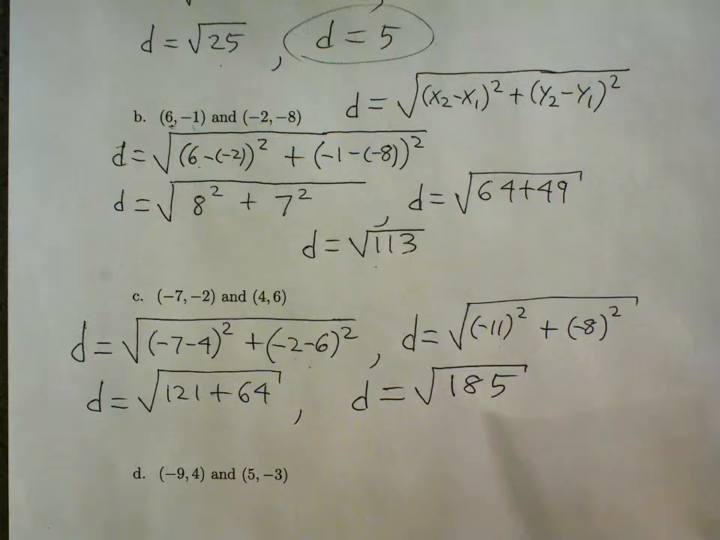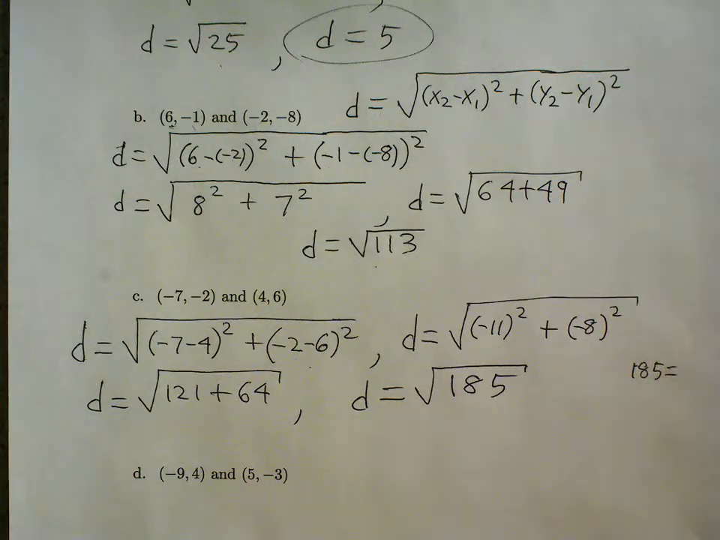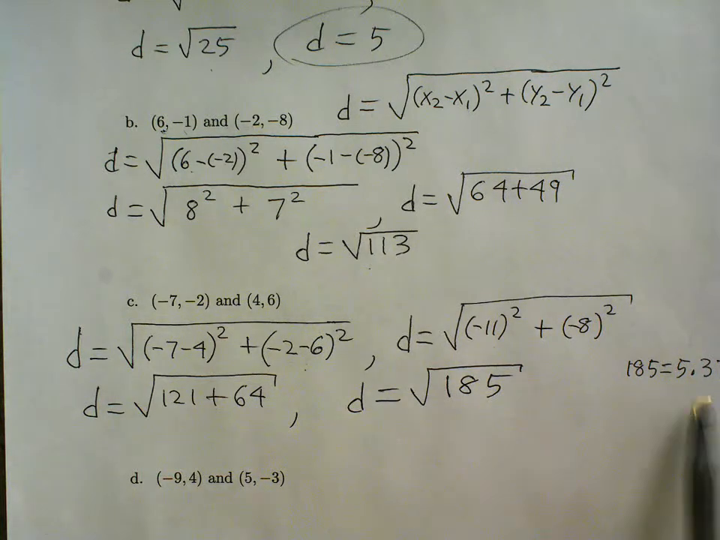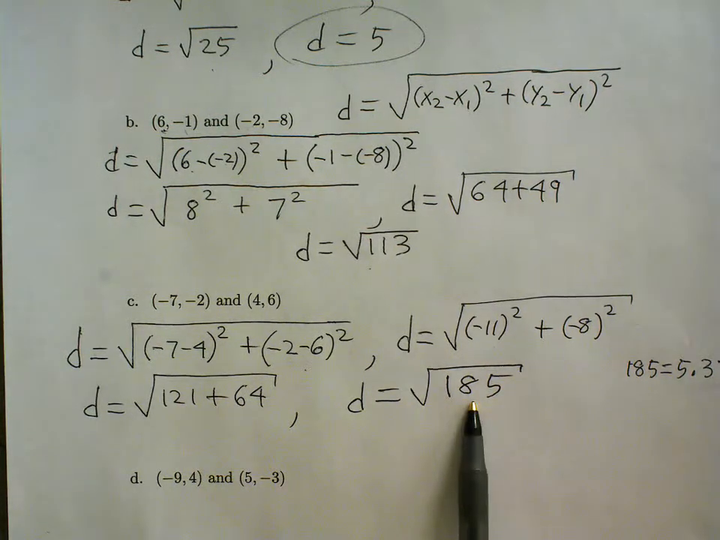185 is equal to 5 times 37. And both 5 and 37 are prime numbers, so that means the square root of 185 cannot be simplified any further. All right, let's move to the next one.